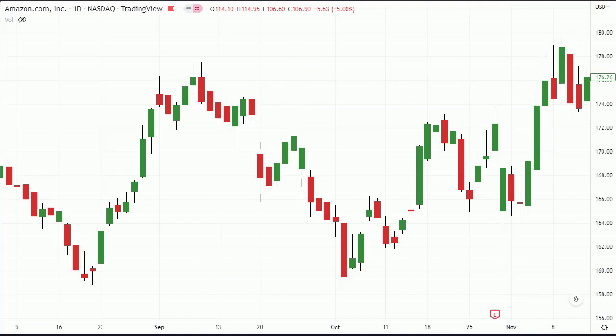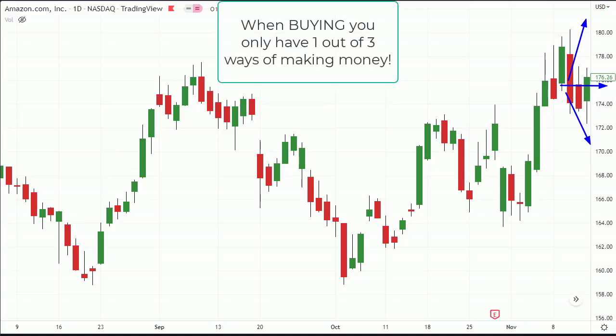Well, wait, what do you mean by that? Barry, isn't it that the market could either go up or it could go down, right? And so don't I have a 50-50 chance? No, you do not have a 50-50 chance. The market could also just go sideways for a while and consolidate. So you only have a one out of three ways of making money. And that's not good odds.